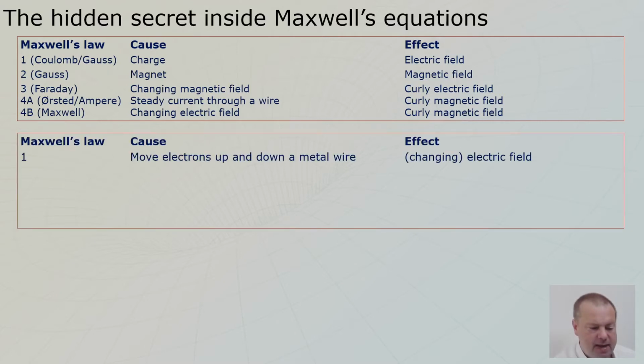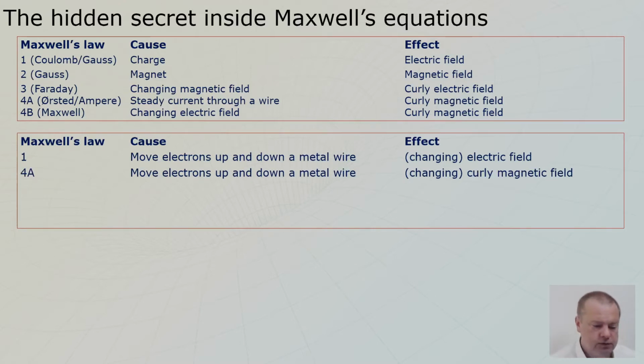So let's imagine we have this metal wire with these free running electrons, and we make these electrons go up and down. What do Maxwell's equations tell us what happens? Well, first, the first law says, we have charges, right? Electrons. And electrons produce electric fields. Each electron has its own electric field, and because the electron is going up and down, its electric field goes up and down with it, right? That's the effect.